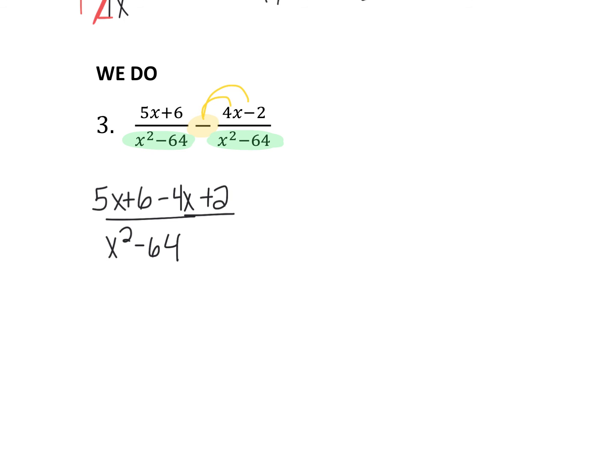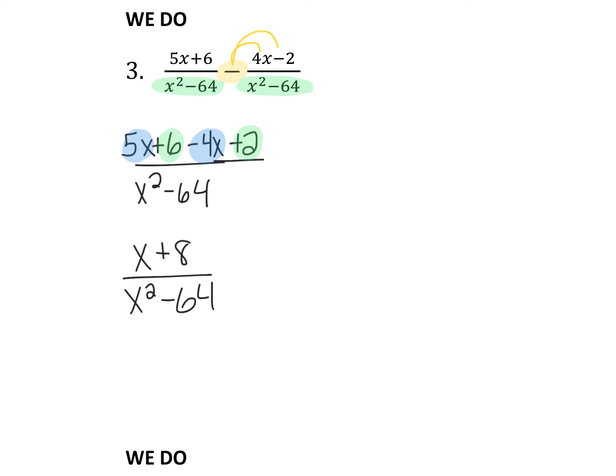Now I can go ahead and combine my like terms. Looking for like terms, we have 5x, because it has an x attached to it, and negative 4x. And then we have this positive 6 and this positive 2. So if I go ahead and rewrite this, I'm going to combine my 5x and negative 4x to get positive x. Then I'm going to combine my 6 and my 2 to get 8. This is still over x squared minus 64.